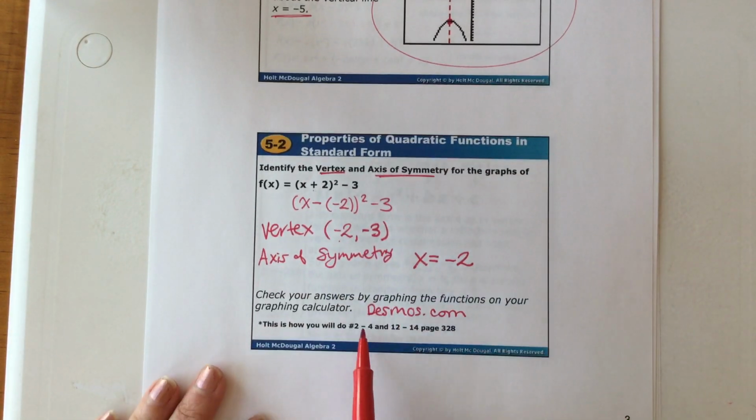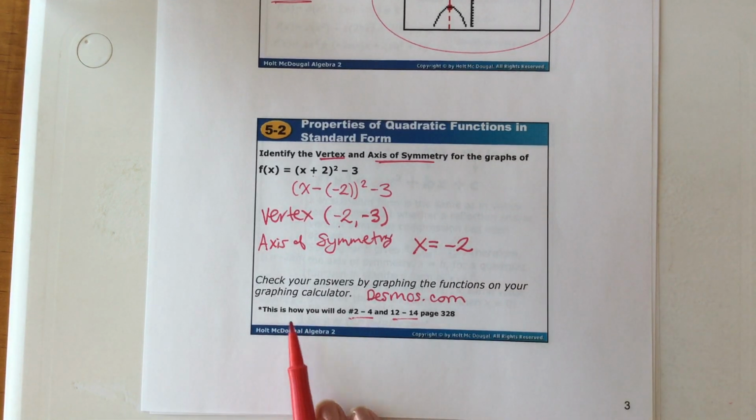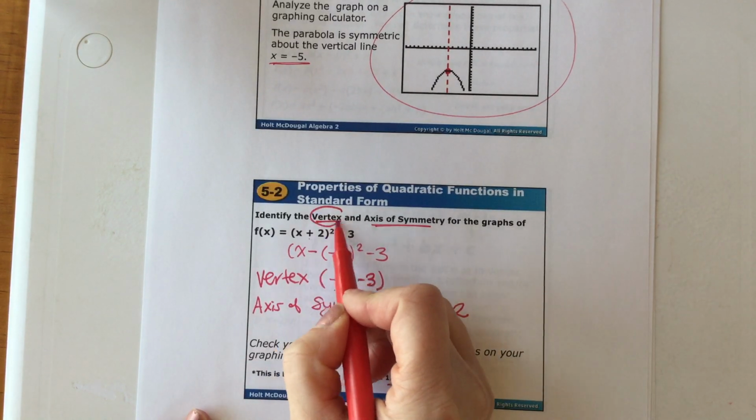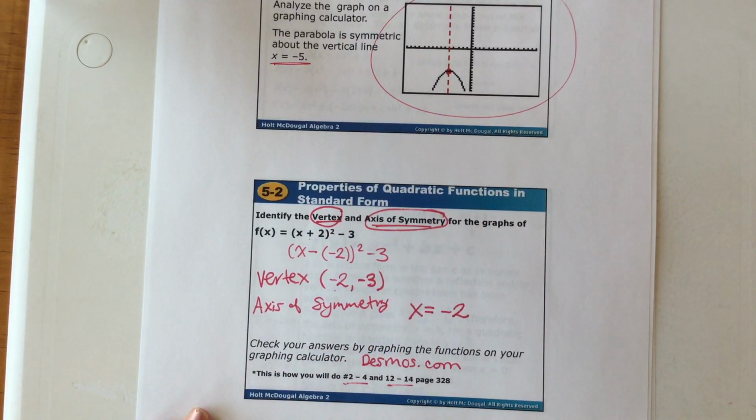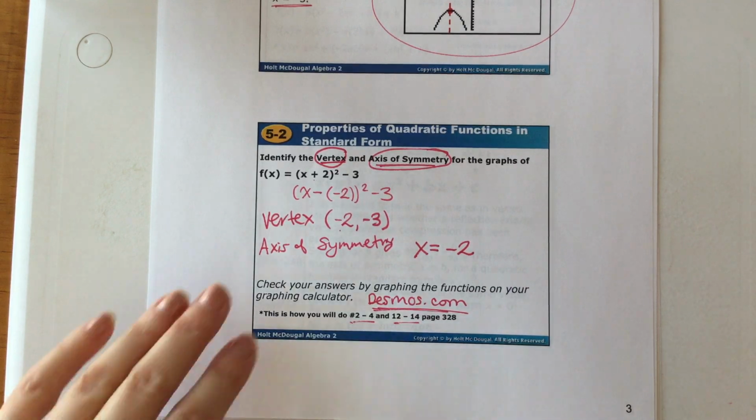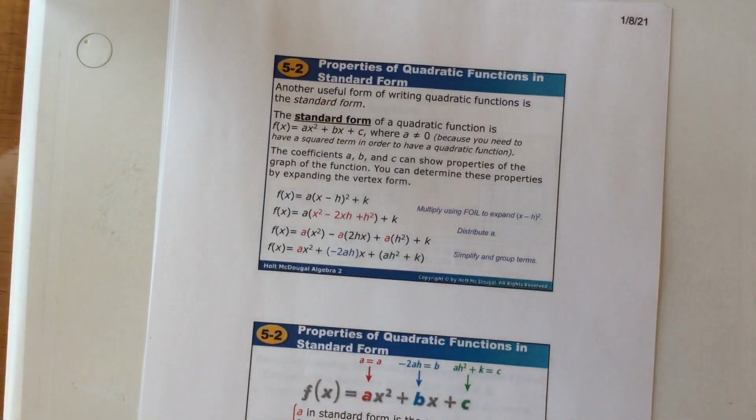All right, this is how you're doing on your book assignment. This is what you'll do for numbers 2, 3, 4, 12, 13, and 14. So for 6 of the questions, they just want you to say what is the vertex and what is the axis of symmetry. Please go ahead and go on Desmos.com, double check your work, get comfortable with this. It's going to help you a lot. All right, let's keep on moving.